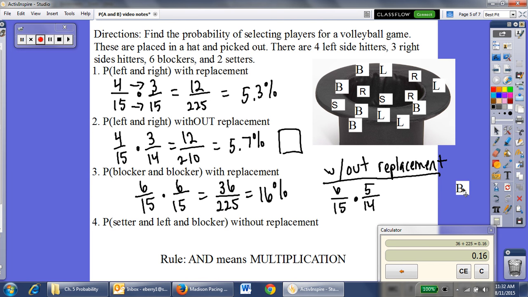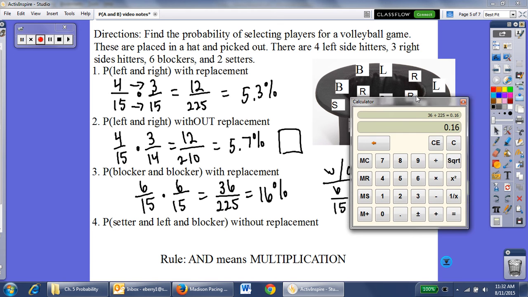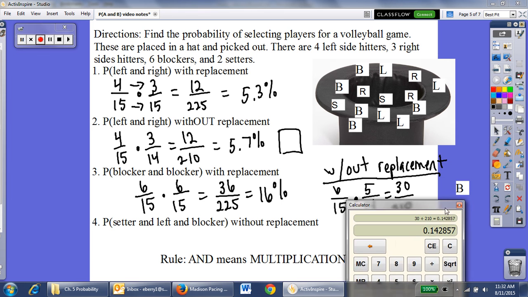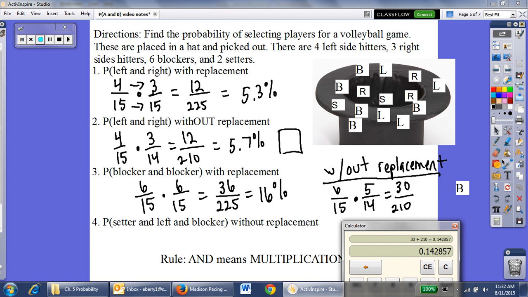So multiplying these out, we can do this part. Just make sure you guys get the right answer. We have 30 on the top. 15 times 14 is 210. And then we can divide 30 divided by 210. And that's 14% here. So that ends up being about 14%. And notice it lowered here because we took out that blocker.